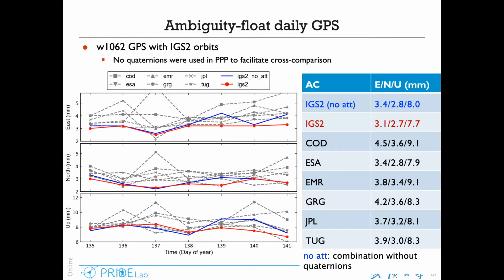stations, globally distributed stations. And we can see that for the three components, we can see the clear improvements for the east, north, and up component. The daily solution can be improved a little bit by the application of the quotients. And also we see that the combination results can produce almost the best performance for daily PPP solutions compared to the AC specific PPP solutions.